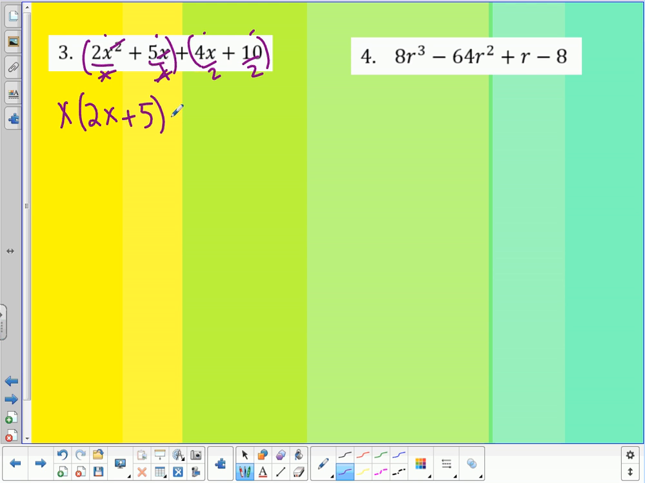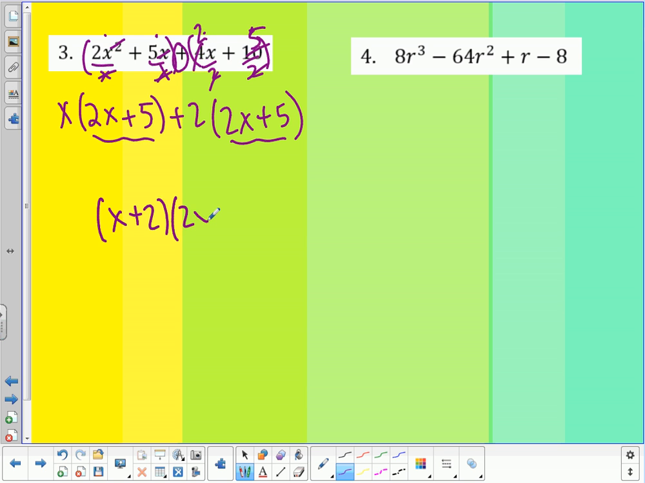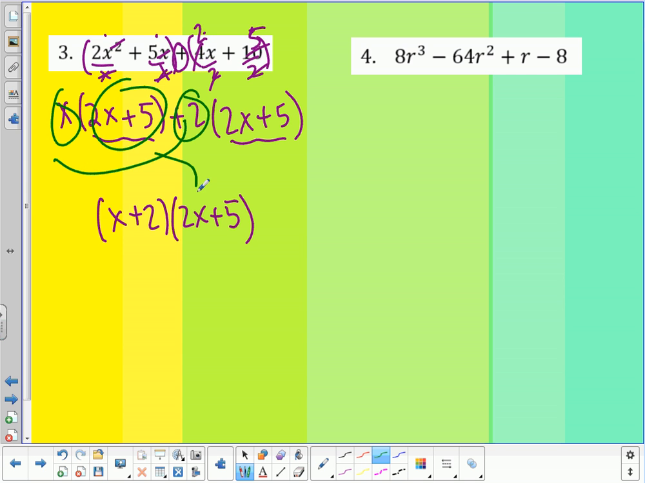Now 4x plus 10, the only thing I can take out of 4 and 10 is a 2. So I have plus 2 out front, and it's plus because there's a plus in between. So plus 2 out front. 4 divided by 2 is 2, so that's 2x left over. And 10 divided by 2 is 5, plus 5. 2x plus 5, 2x plus 5. x plus 2, 2x plus 5, and that once again comes from the outsides making one factor and the insides making the other.